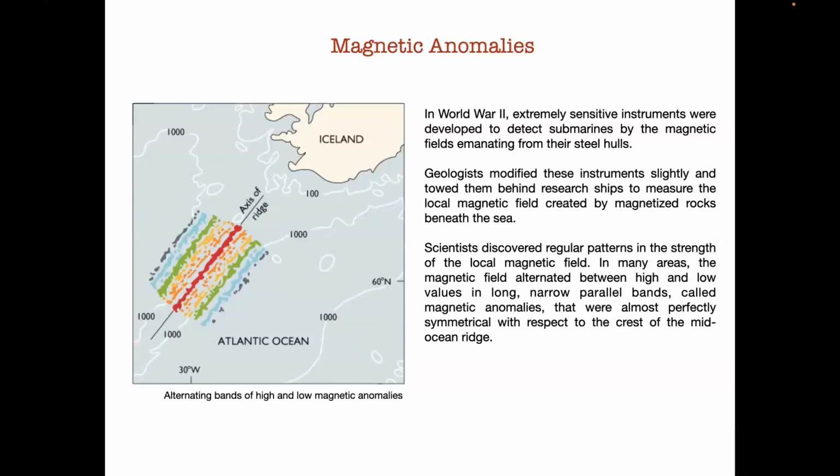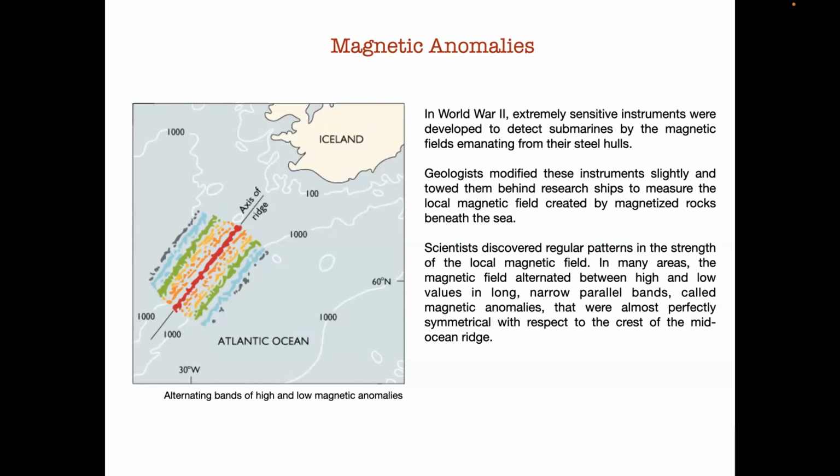If you see the axis of the ridge, the line which has been drawn, on either side of the ridge you will see the color banding placed at exactly similar distances from the center of the ridge. That's the reason they say it is perfectly symmetrical with respect to the crest of the mid-oceanic ridge.